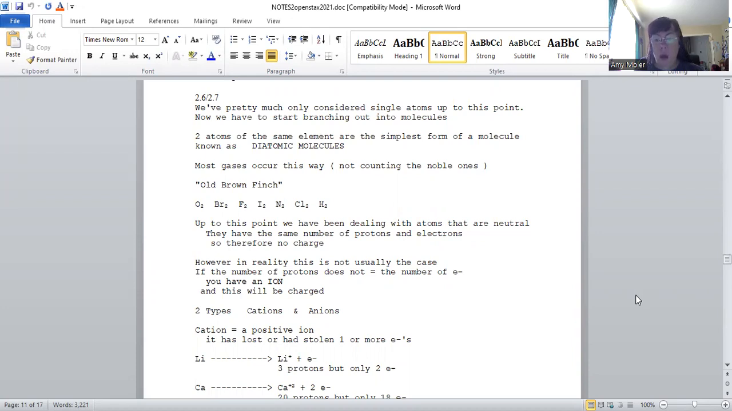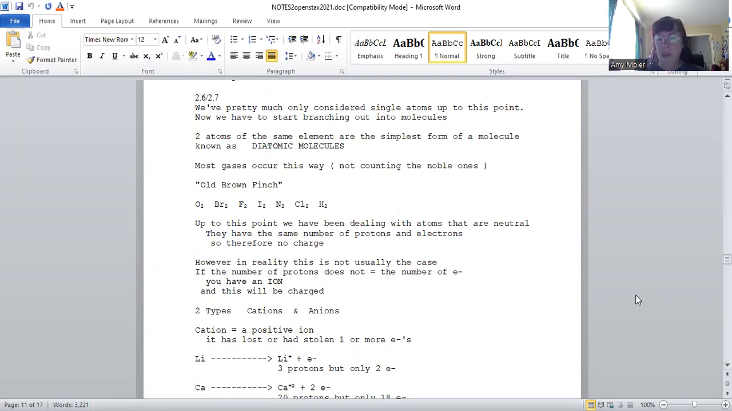There's a basic first step that involves, if you want to make a molecule, how about just use two of the same thing? This is referred to as a diatomic molecule. Most gases occur this way. Okay, not the noble ones.